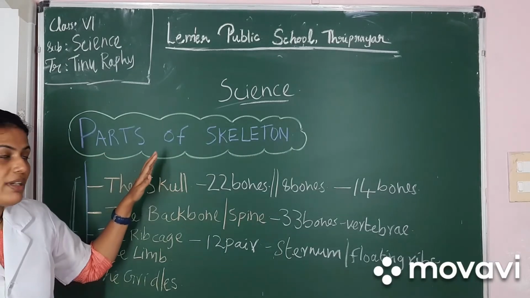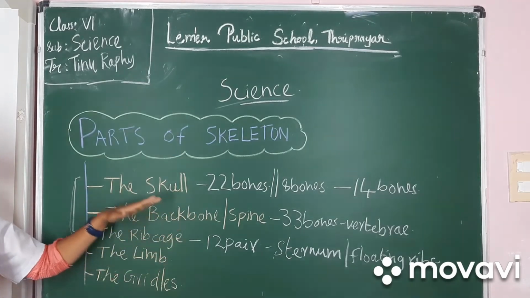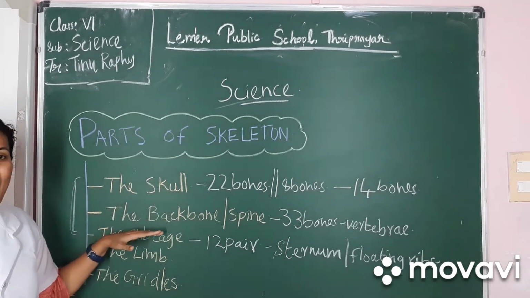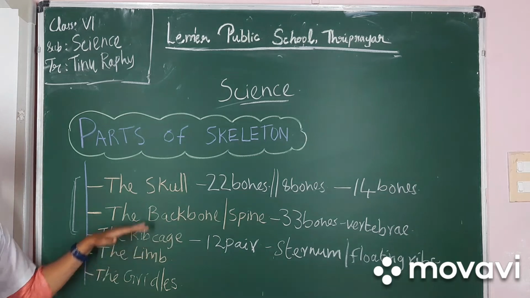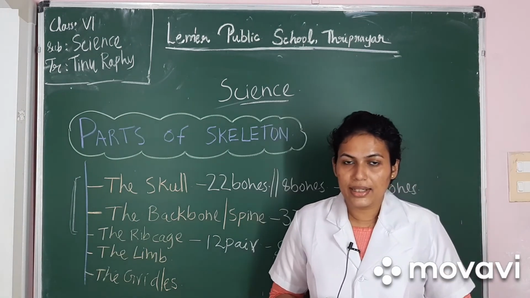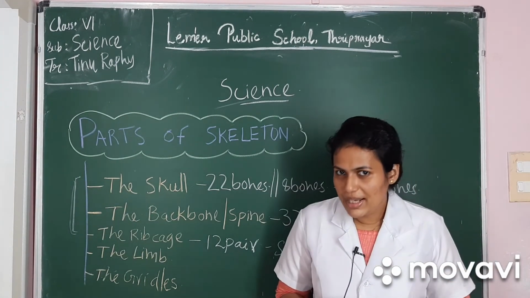So dear children, today we learned about 3 parts of the skeleton, that is the skull, the backbone or the spine, and the rib cage. There are 2 more parts of the skeleton. Those parts we will learn in our next class.